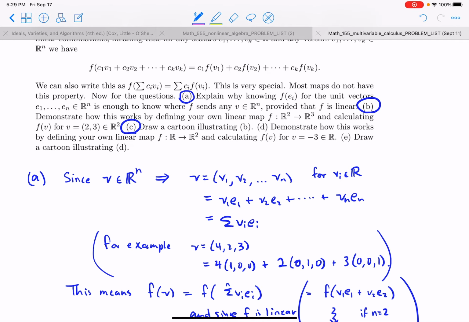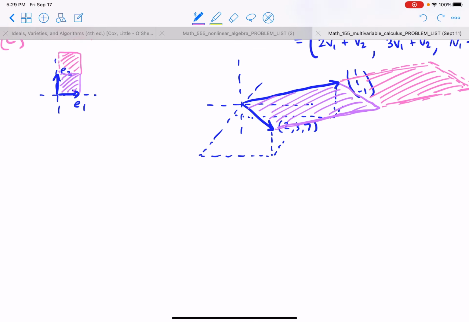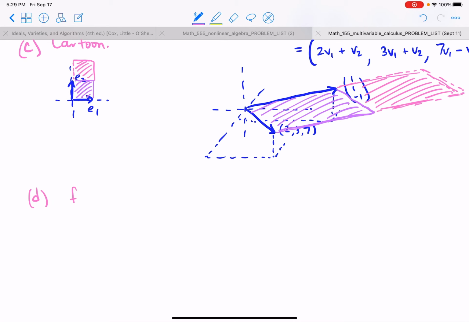Is there a part D? Oh, there's part D and part E. So part D. Demonstrate how this works by defining your own linear map from R to R2 and calculating f of v for v equals minus 3. Okay, so D. If f from R to R2 is linear, I need only choose f of e1, because my input space is just one-dimensional, so I just have to choose one vector. Okay, how about 2 and pi?